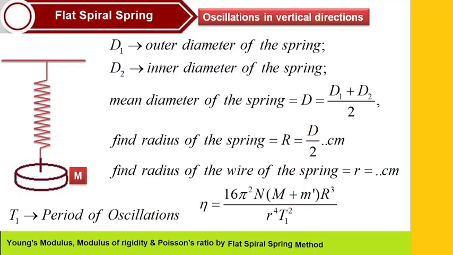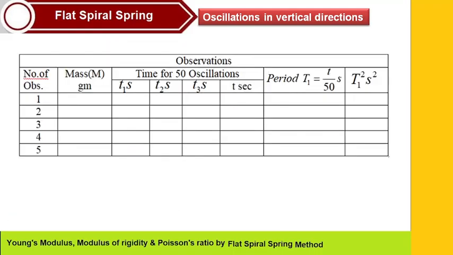T1 is the time period of oscillations, and eta is the modulus of rigidity, which is given by 16 pi square capital N into bracket capital M plus small m dash bracket complete into capital R raised to 3 divided by small r raised to 4 into capital T1 square. It is shown in the observations table for oscillations in vertical directions.